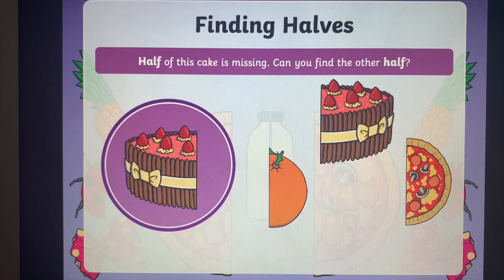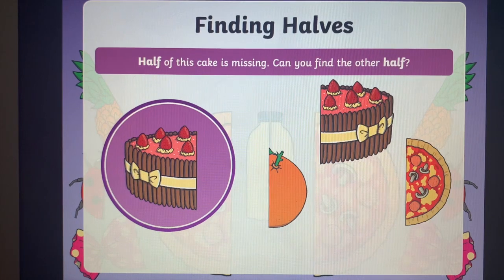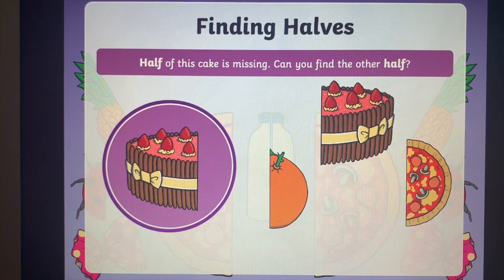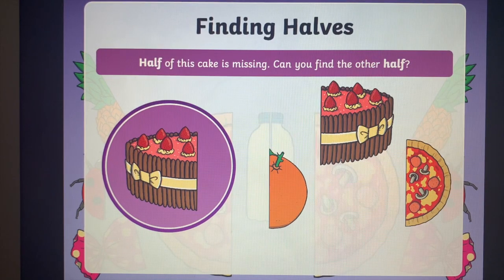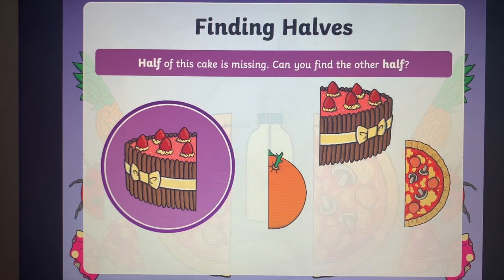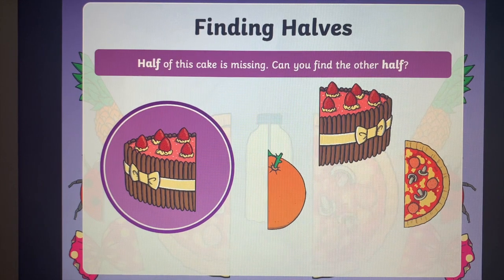We're going to work together to see if we can find the other half of the piece of food. Now, let's have a go at our turn and work together. Remember, we're trying to find the other half. So look at what you can see in the purple circle and see if you can find the other half.